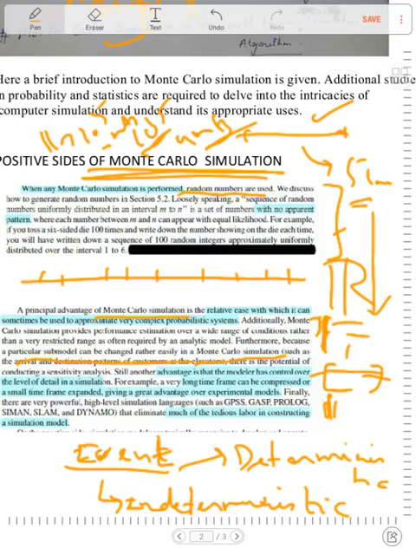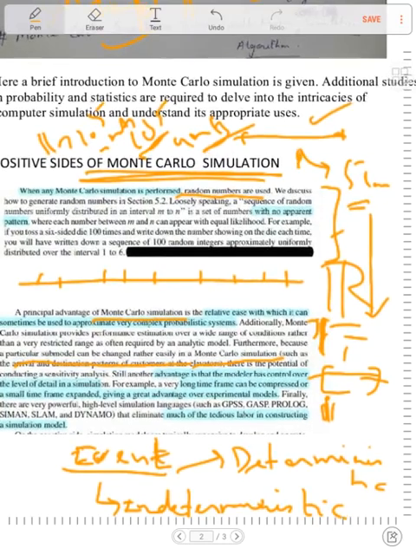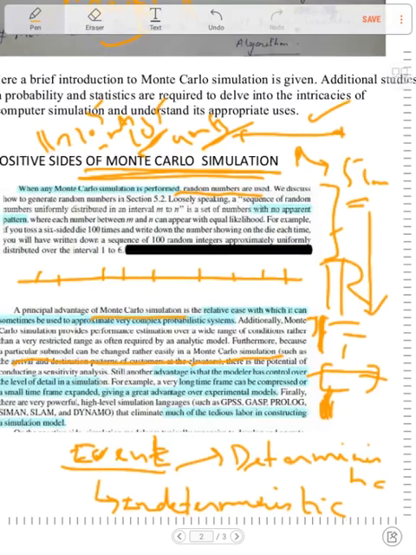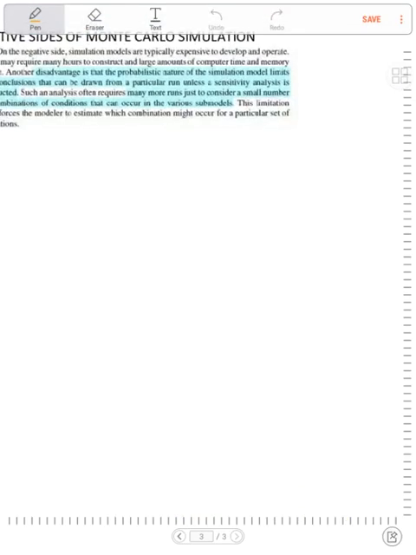So Monte Carlo simulation is designed in such a way that with most of the conventional softwares which are available, these are the names of some of the softwares they have mentioned here, you can simply use it. Then let us see some negative sides of this software or Monte Carlo simulation model.